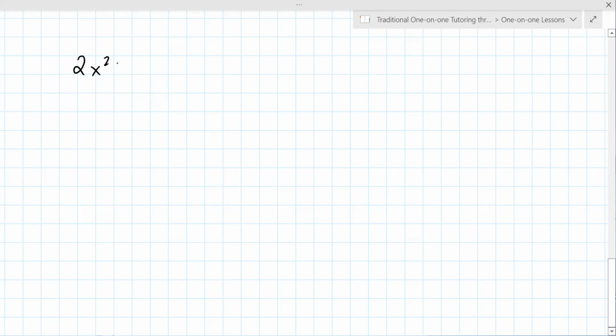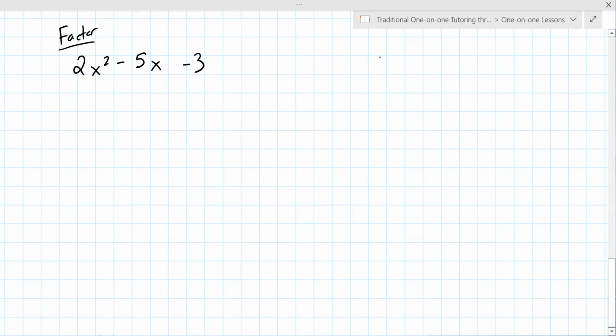2x squared minus 5x minus 3. Okay, and the instructions would say to factor this. All right. Now, unlike the previous problem, there's no GCF. There's not a number or a letter that goes into all of these. Right. Okay, which means that there's another technique that you might use.